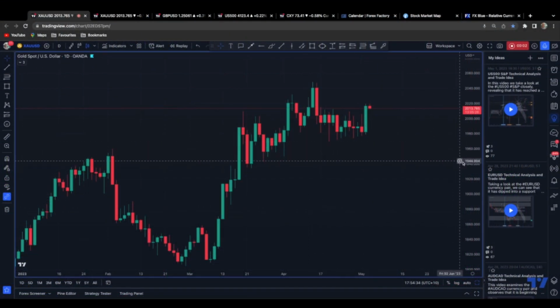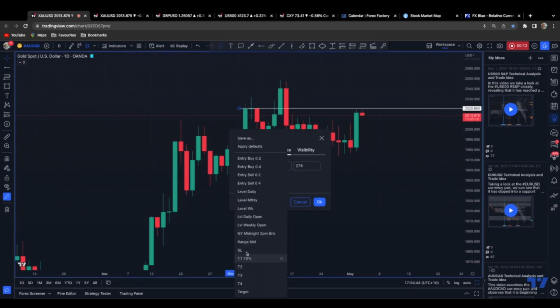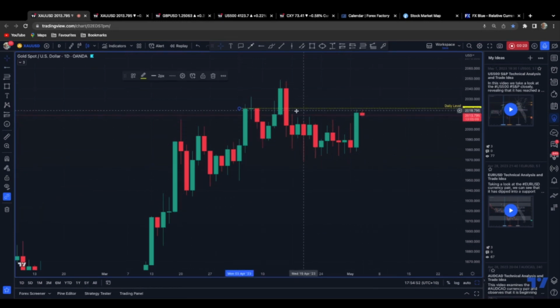Traders, Anthony here, looking at gold at the moment on the daily chart. So we've traded into this level here, as you can see. I'll mark that up daily and rejected. Had a couple of goes at it, haven't been able to break through it. And we've got this extended move on the daily candle.